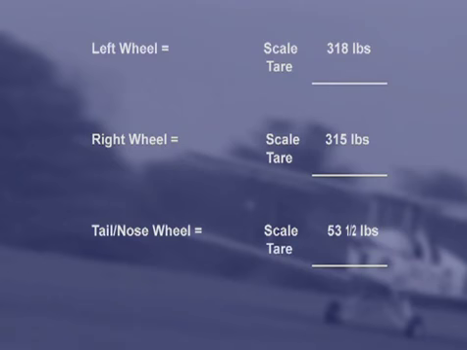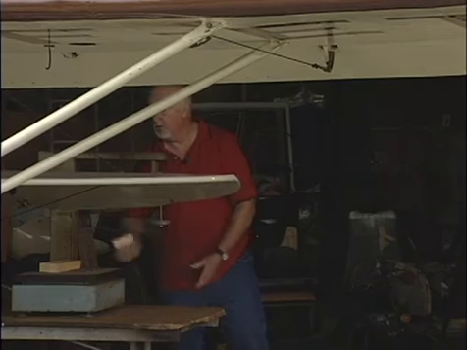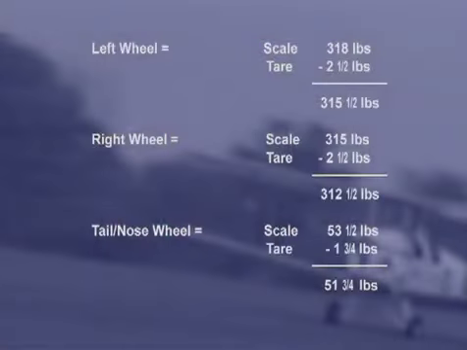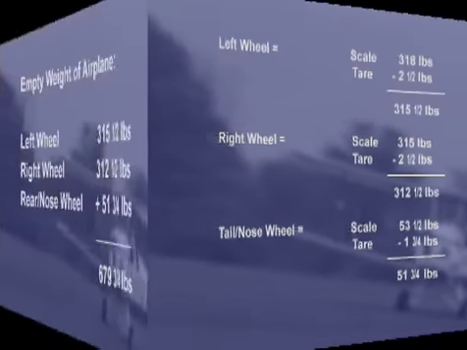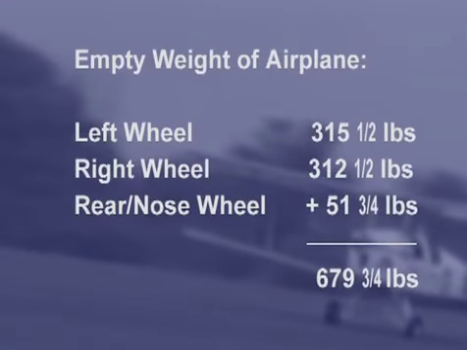Next thing we want to do is weigh up the tares off of all of our scales, so we'll subtract that off our figure there. 315.5 plus 312.5 plus 51 3/4. Okay, so that's the empty weight of our airplane: 679 3/4 pounds.